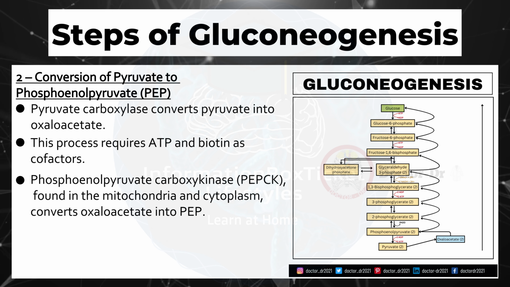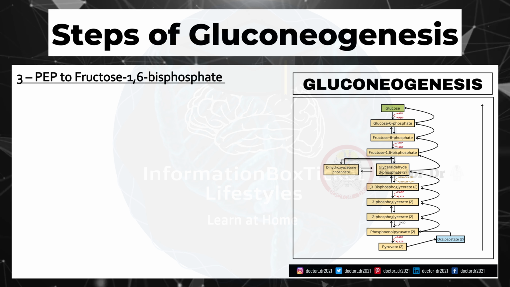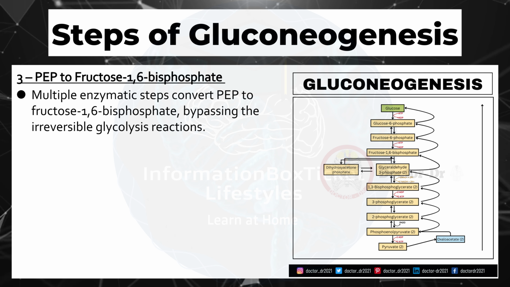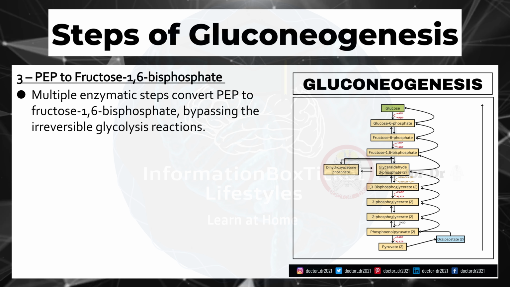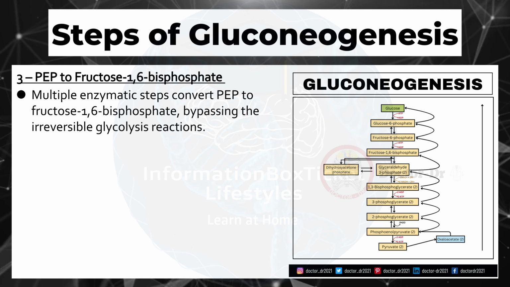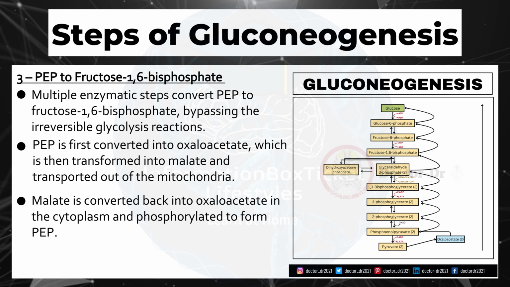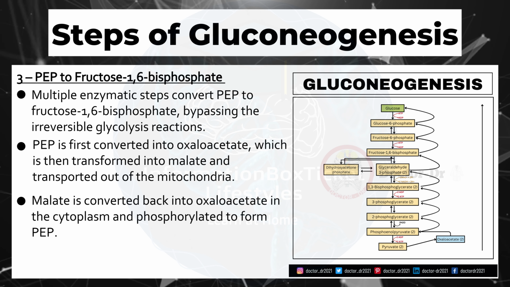Phosphoenolpyruvate carboxykinase, found in the mitochondria and cytoplasm, converts oxaloacetate into phosphoenolpyruvate. Third, phosphoenolpyruvate to fructose 1,6-bisphosphate. Multiple enzymatic steps convert phosphoenolpyruvate to fructose 1,6-bisphosphate, bypassing the irreversible glycolysis reactions. PEP is first converted into oxaloacetate, which is then transformed into malate and transported out of the mitochondria. Malate is converted back into oxaloacetate in the cytoplasm and phosphorylated to form phosphoenolpyruvate.